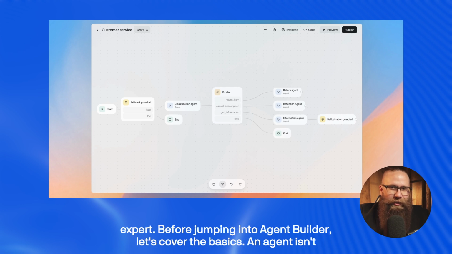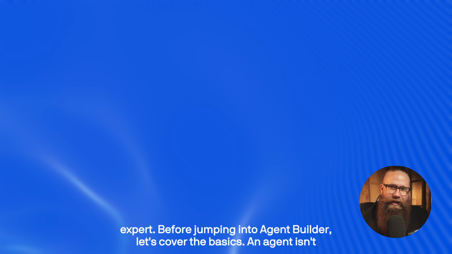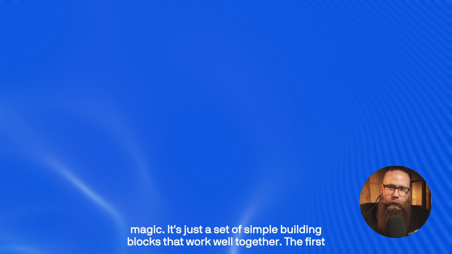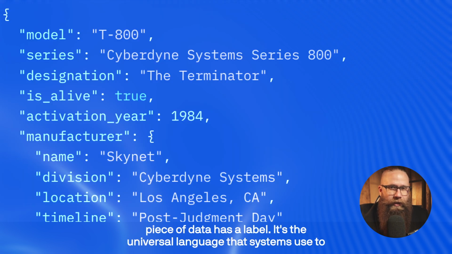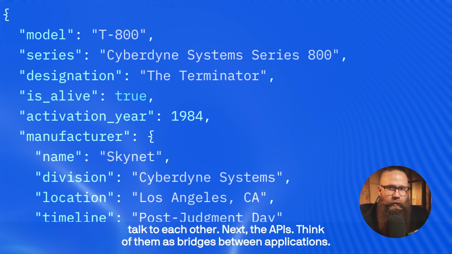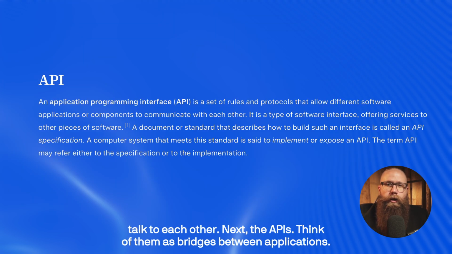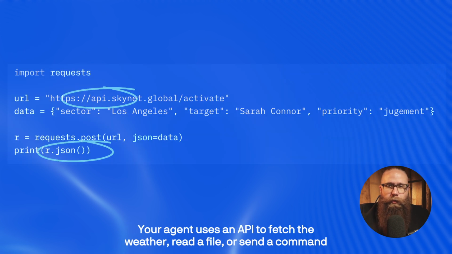Before jumping into Agent Builder, let's cover the basics. An agent isn't magic, it's just a set of simple building blocks that work well together. The first one is JSON. It's a structured text format like a clean table where every piece of data has a label. It's the universal language that systems use to talk to each other. Next, the APIs. Think of them as bridges between applications. Your agent uses an API to fetch the weather, read a file, or send a command somewhere else.